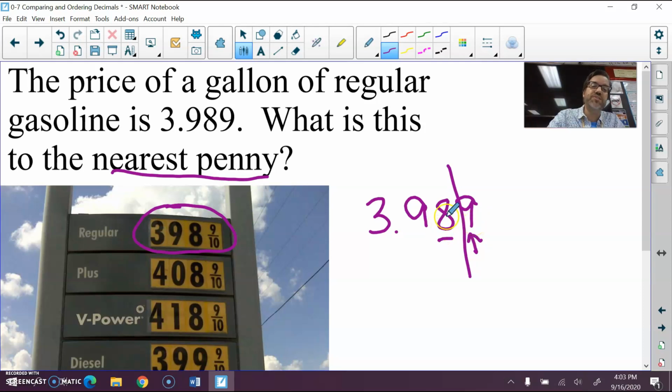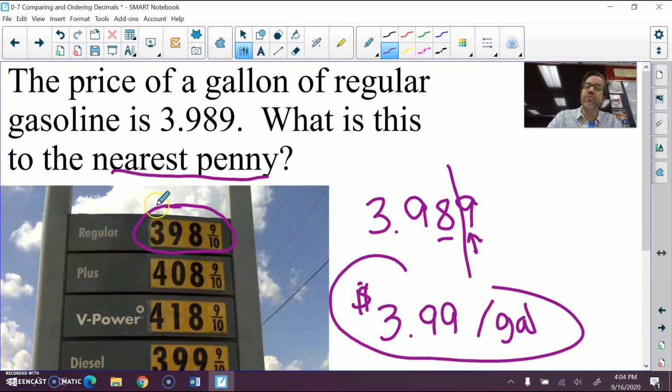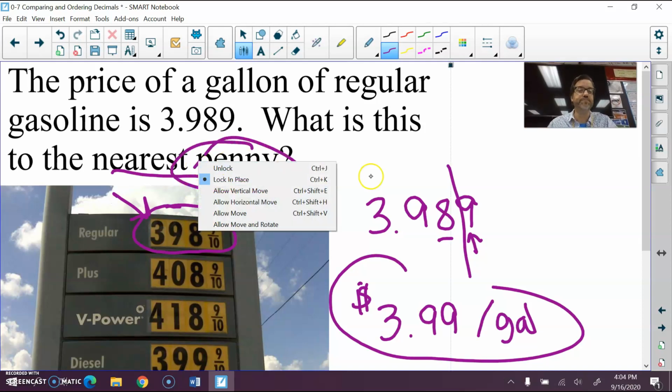So what we're going to do is take the 8 here in the hundredths place and round that up to a 9. So this would round up to $3.99 per gallon of regular gasoline. Okay, so even though it looks like it's $3.98 a gallon, it's really much, much closer to $3.99 per gallon. So we rounded that to the nearest hundredth, which is the same thing as rounding to the nearest penny.